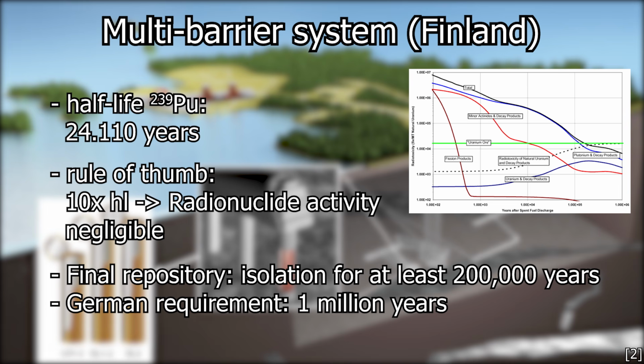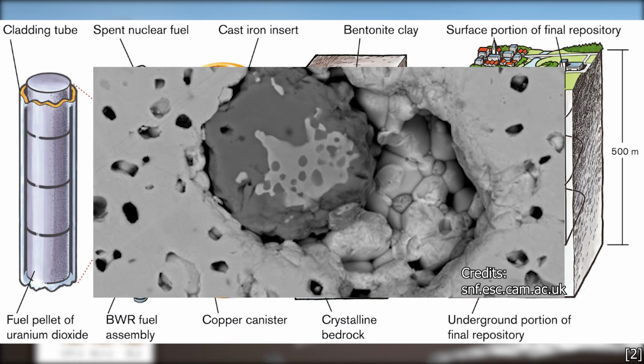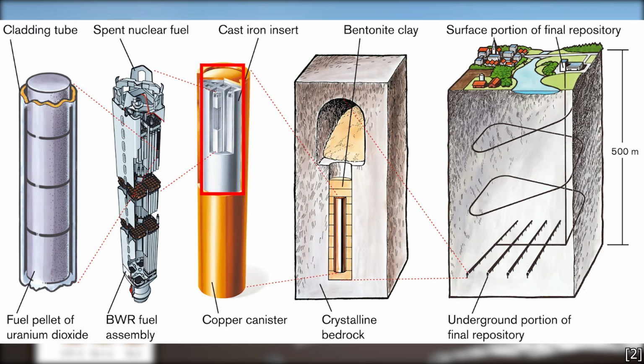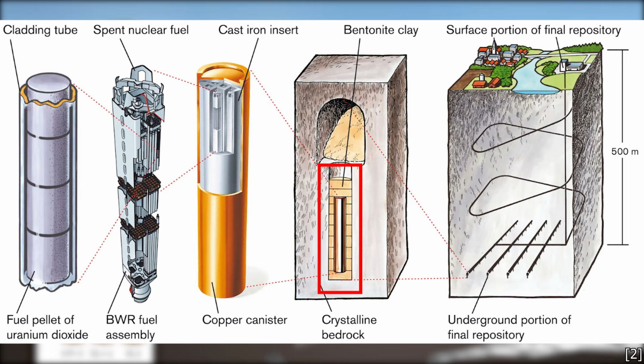Germany's requirements for a final repository are that it must be able to isolate the radionuclides from the environment for 1 million years. As part of this multi-barrier system, many different systems are being investigated in the case the worst case scenario occurs, namely that the radionuclides escape from the canister. To do this, the radionuclides must first pass through the uranium dioxide fuel itself, then through the zirconium dioxide cladding, and then through the cast iron filling, and finally through the copper wall of the canister used in Nordic countries. Once this has been achieved, the radionuclides are now considered released but still isolated. They will now encounter the bentonite clay.